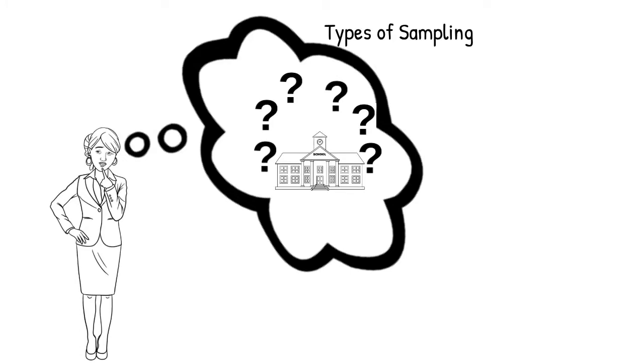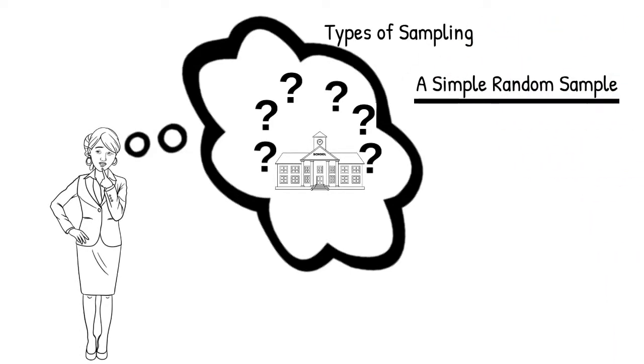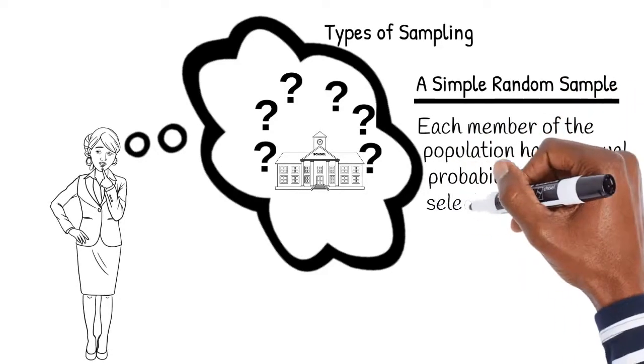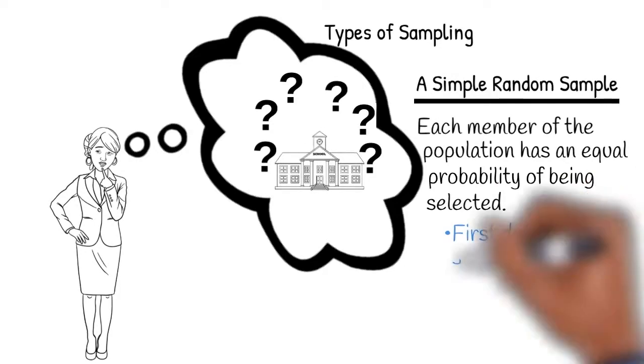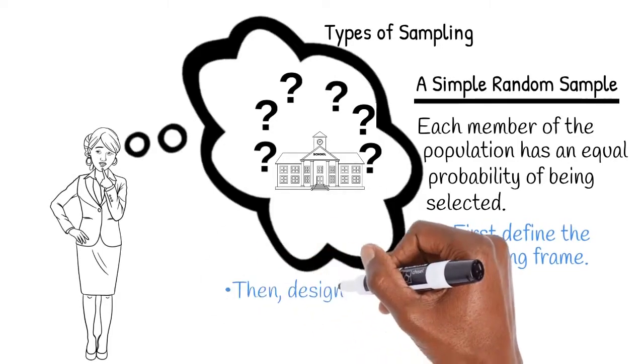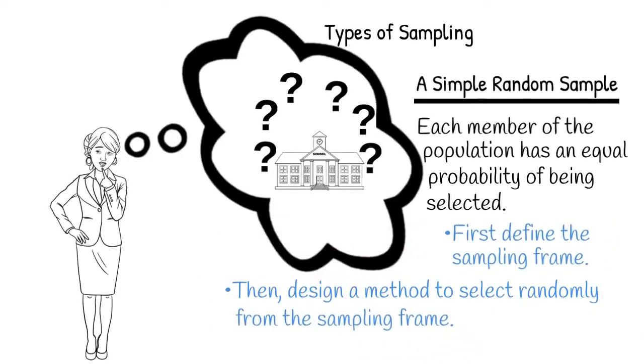She looks at the option of using a simple random sample, also known as an SRS for short. In a simple random sample, each member of the population has an equal chance of being selected. She starts by defining the sampling frame, the list of people from which the sample is drawn. So if the population she's interested in is a school, the sampling frame could be all the students registered in the school. Then, she should design a method to select randomly from that frame. She could draw numbers from a bag, design a method using number generation, or use another method of her choice as long as her selections are truly random.